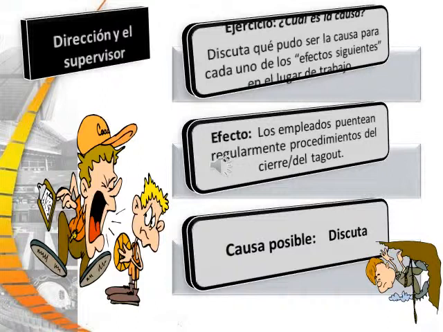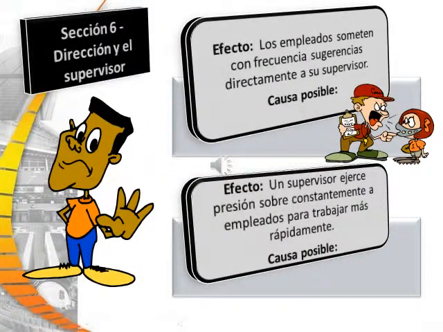Exercise. What is the cause? Discuss what might be the cause for each of the following effects in the workplace. Effect: employees regularly bypass lockout-tagout procedures. Possible cause: discuss what might be the elements leading to that. Effect: employees frequently submit suggestions directly to their supervisor. Possible cause: discuss. Effect: a supervisor constantly pressures employees to work faster. Discuss the possible cause.